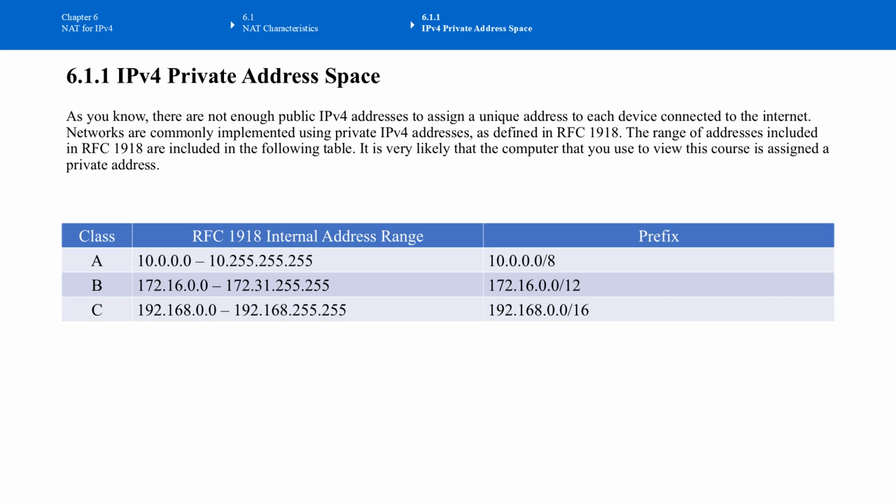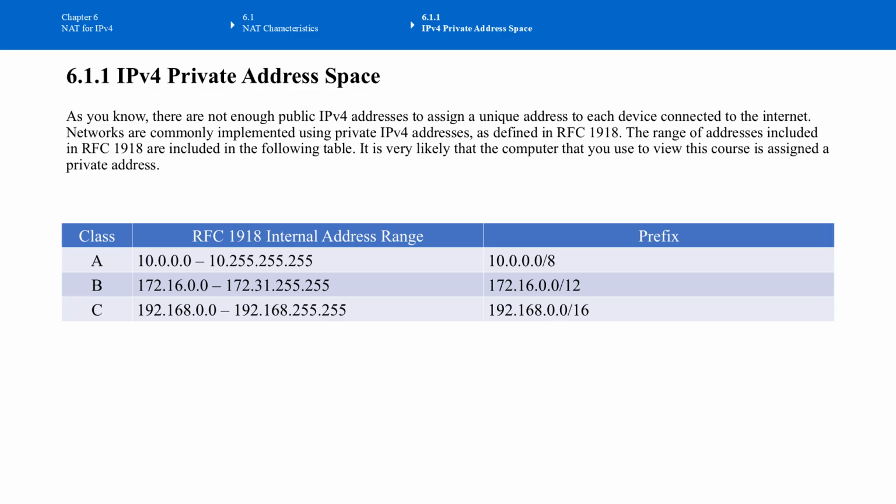Private IP address ranges are defined in RFC 1918. Devices using private addresses can communicate within a local network, but they cannot communicate directly over the internet. To access the internet, their private addresses must be translated into public addresses using network address translation, called NAT.